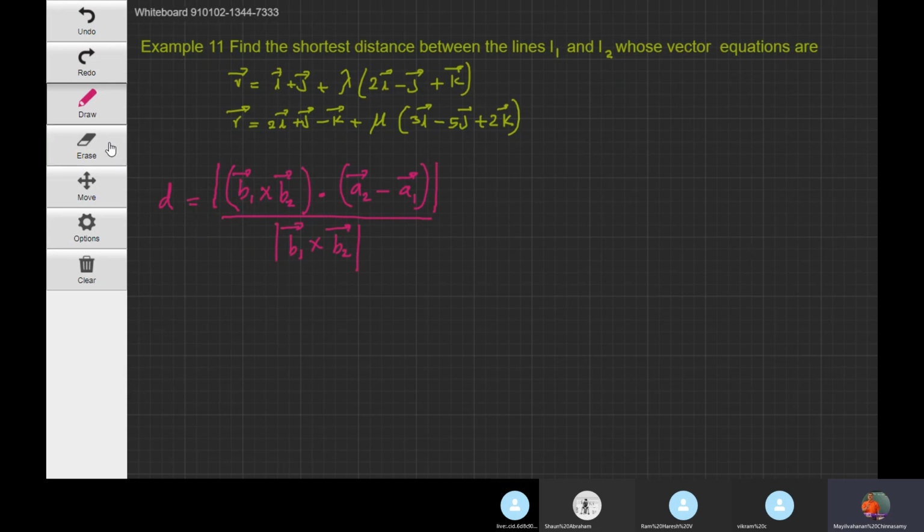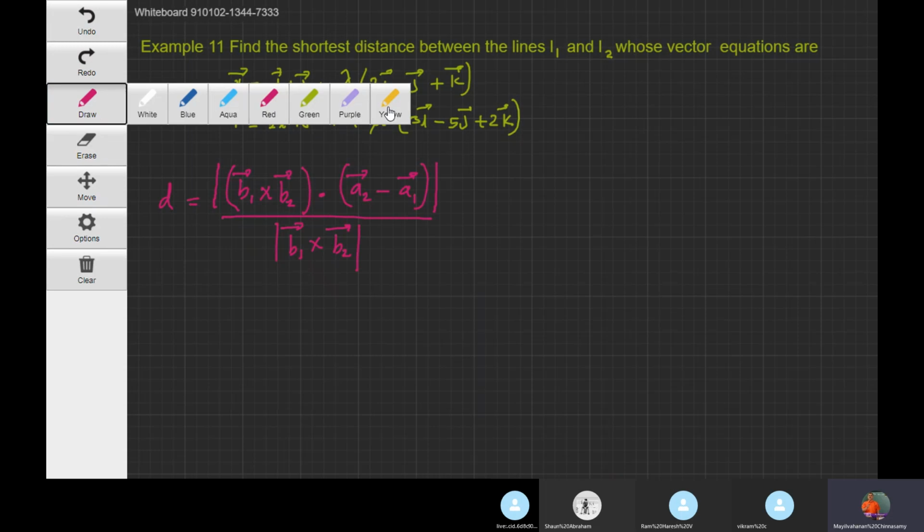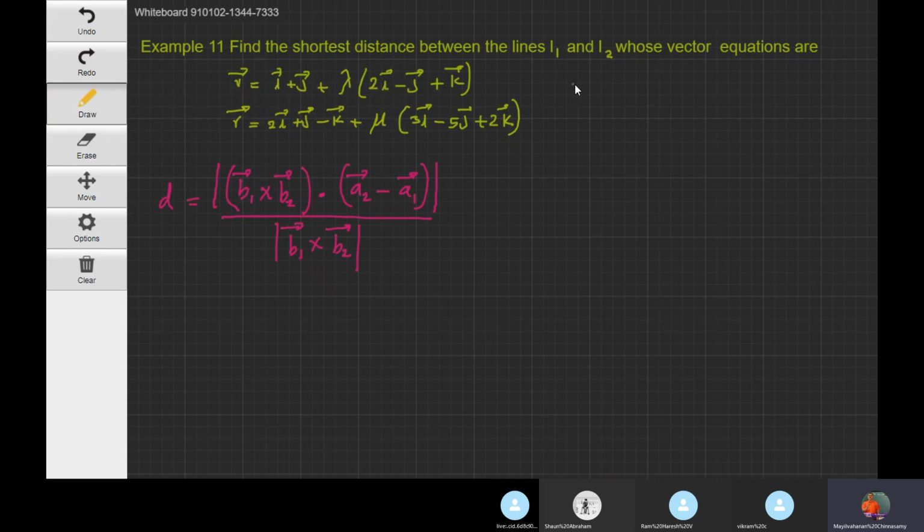For that, you should know the general format. Any R vector can be written as A1 plus lambda B1, where A1 is the point. So this is your A1 and this is your B1. And R vector is equal to A2 plus mu B2. So A2 is your point and B2 is your parallel vector, the direction ratios.